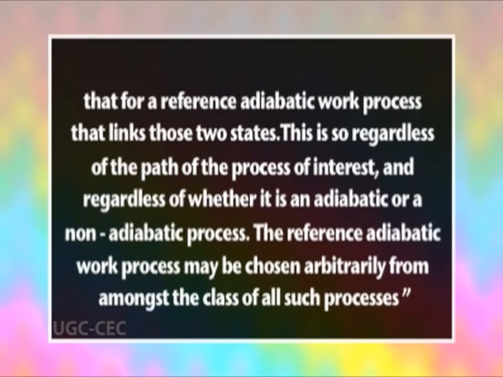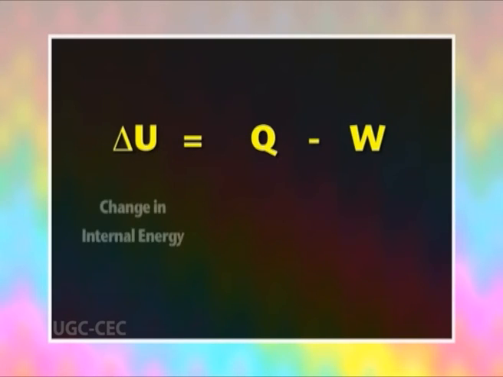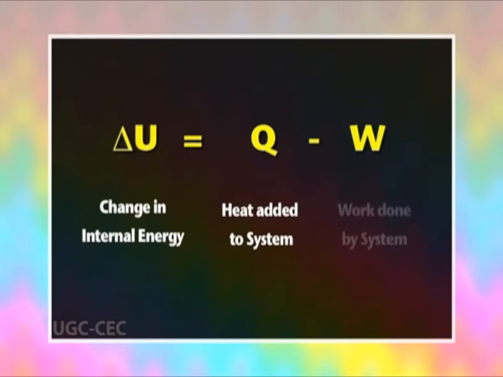In short, we can say that the first law of thermodynamics is the application of the conservation of energy principle to heat and thermodynamic processes. The change in internal energy of a system is equal to the heat added to the system minus the work done by the system. That is, delta U is equal to Q minus W, that is, change in internal energy is equal to the heat added to the system minus work done by the system.